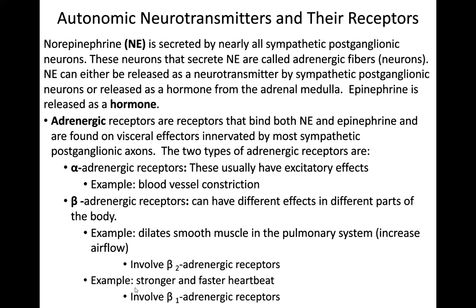Down at the bottom, stronger and faster heartbeat shows an example of an excitatory response. In the case of the beta 1 receptors that are in our heart, when epi and norepi bind to that set of receptors, the heart beats more forcefully and at a rapid rate. Both of those are excitatory responses. So does that make sense how and why I said they can have different effects in different parts of the body?